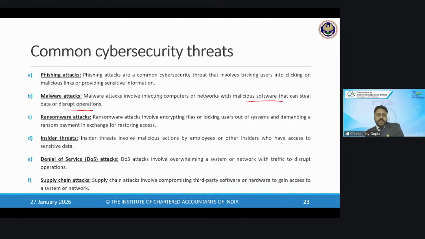Insider threats. Insider threats involve actions by employees or other insiders who have access to sensitive data, and they can share that data with their friends and relatives. Possible, not possible? Yes, sir. Possible, sir. Possible. Denial of service attacks.